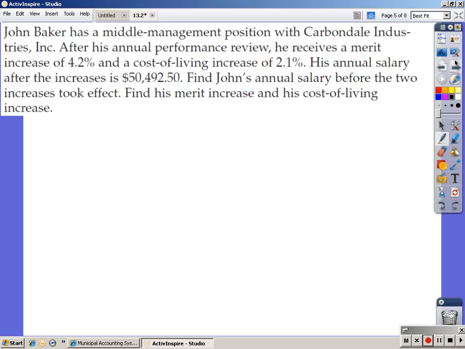Well, think about the formula we've been using. The formula that we have been using is present salary plus cost of living adjustment plus merit increase equals the new salary. Well, we know everything except the old salary. So we're going to let X represent the salary before increase.